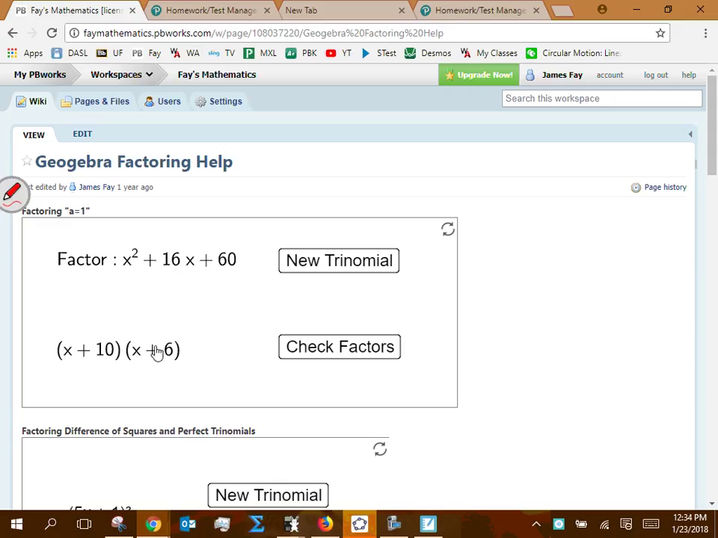6 and 10. Check my factors. 6 and 10. Try a new one. Two numbers that multiply to give me 14 and add to 9. 7 and 2. Check it.